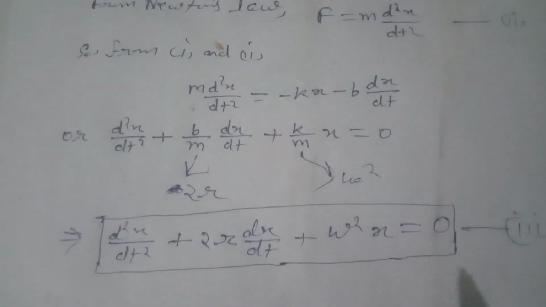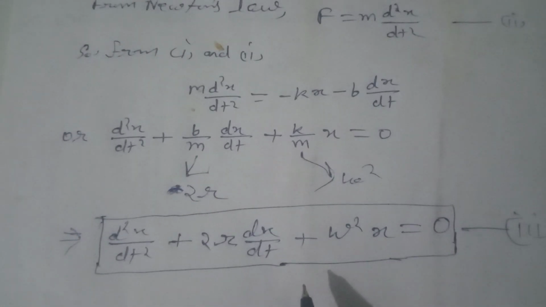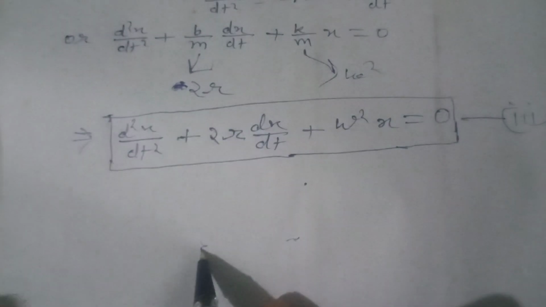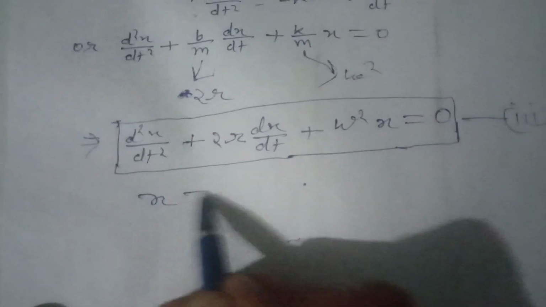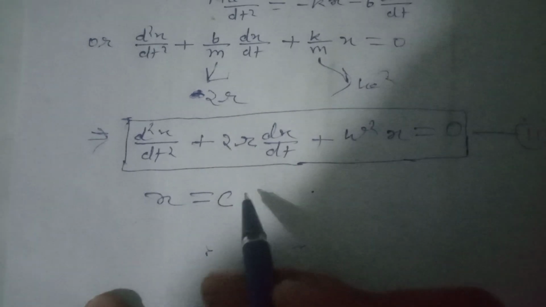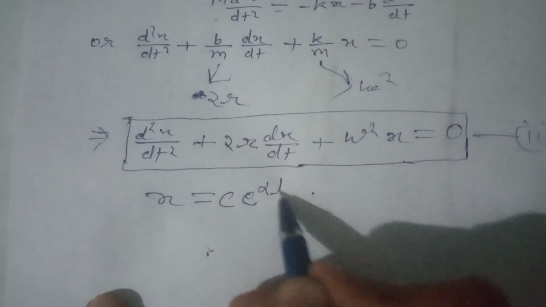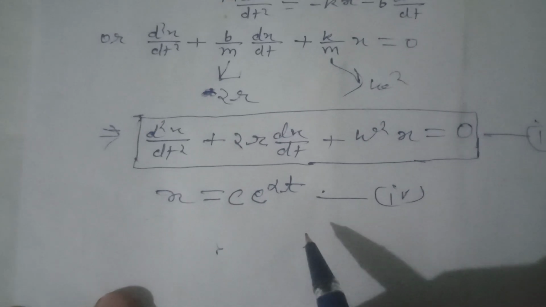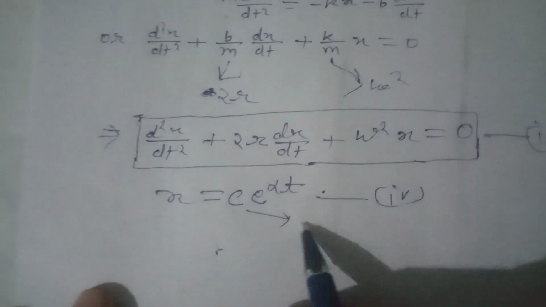We know that this is a homogeneous linear differential equation of the second order. Now we have to solve this. In order to solve this equation, we may try the following solution, taking x equals c into e to the power alpha t. This is equation 4, where c is an arbitrary constant.